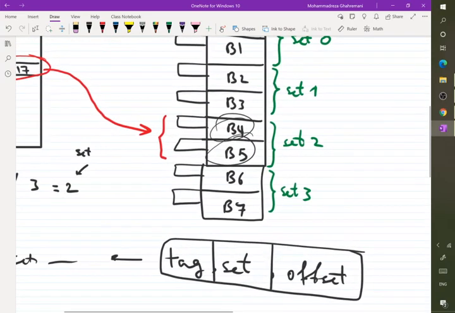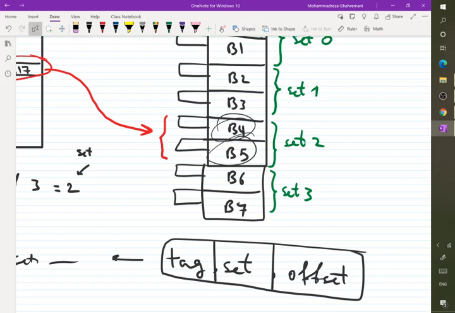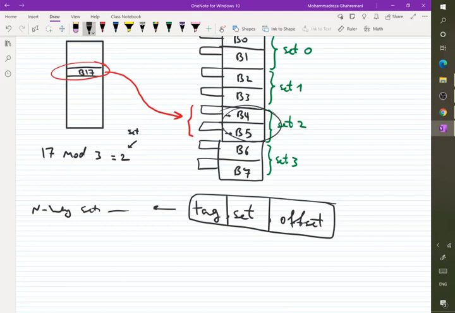But before continuing to the next part, the question: when we come to set 2 in this example, and both of them are full, which one should we overwrite? We should write block 17, overwrite it on which data? There are some different ways to determine which block should be erased and the data overwritten on. The same thing applies for fully associative.